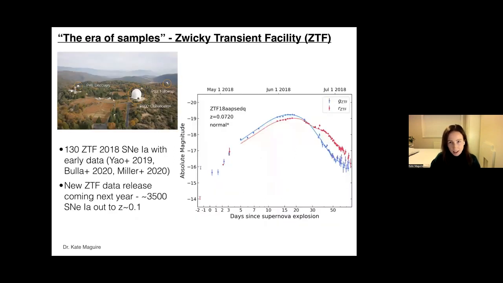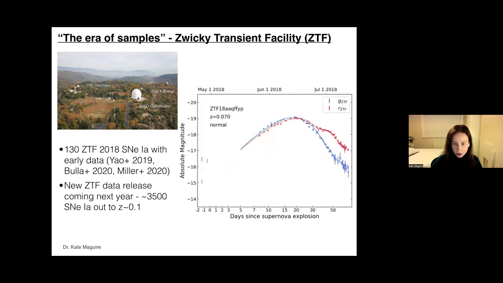So I'm involved in the Zwicky Transient Facility. It's one of the main transient search facilities at the moment. So it runs a public survey on a 2-day cadence at the moment in optical filters, and then it also runs a higher cadence proprietary survey.